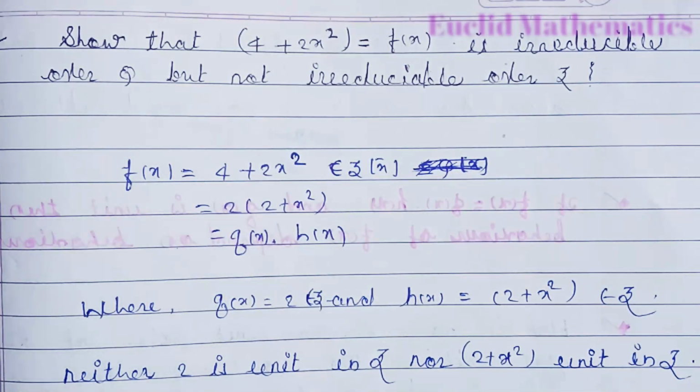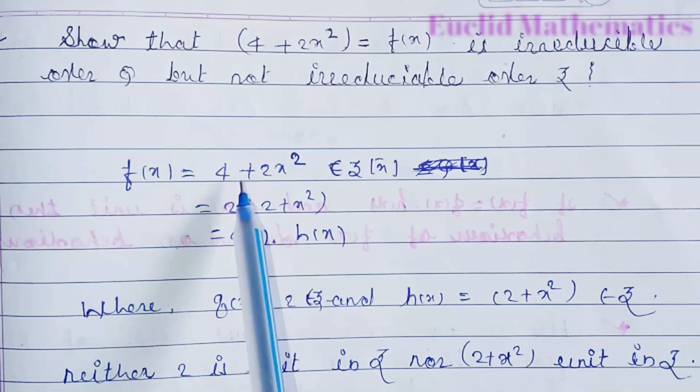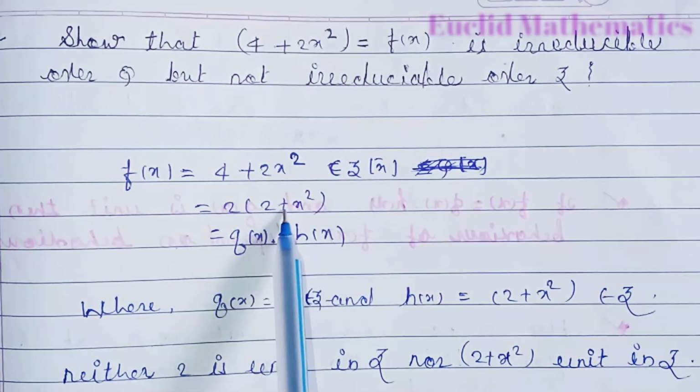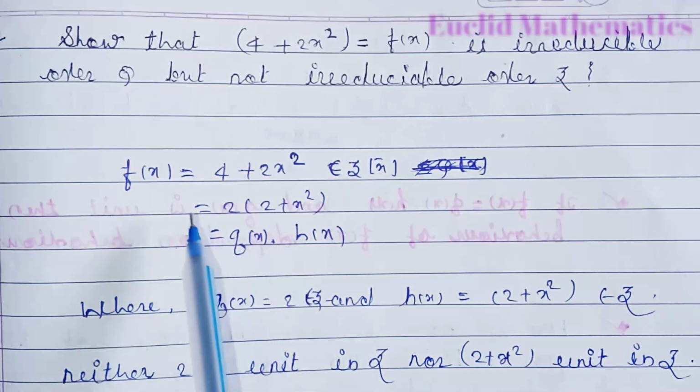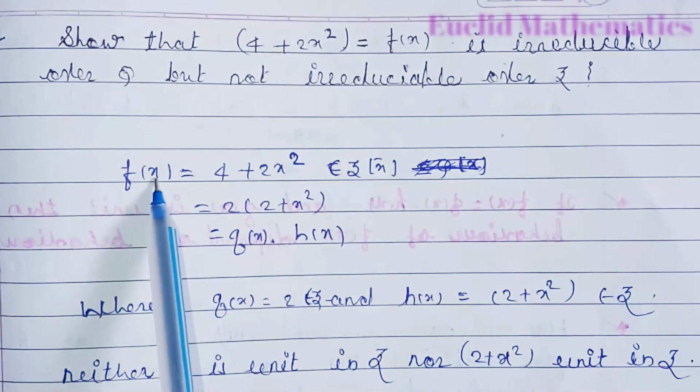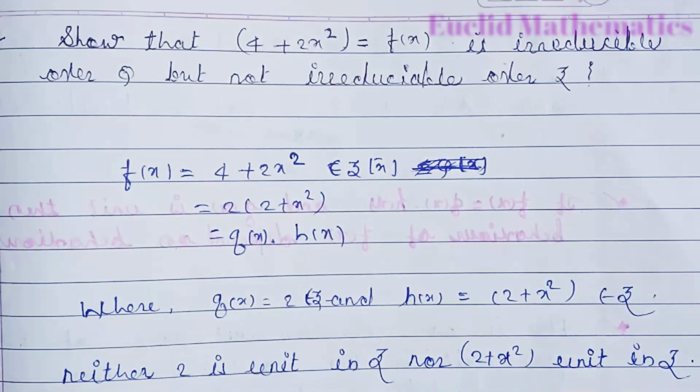In my previous example, I explained a polynomial which is irreducible over q. But now in this example, I will explain a polynomial which is not irreducible also. Now I have here a polynomial, and as per the definition we can write it as g of x into h of x. Take 2 common here. g of x is 2 and h of x is 2 plus x square. So f of x can be written as g of x into h of x.